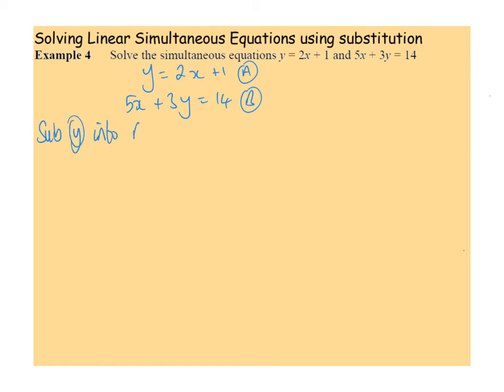into equation B. And so instead of 5x add 3y equals 14, we'll have 5x add 3 lots of 2x add 1 equals 14. Okay, so that is replacing the y here by 2x add 1, which we know is the same as y. Okay, and then we can expand the brackets.